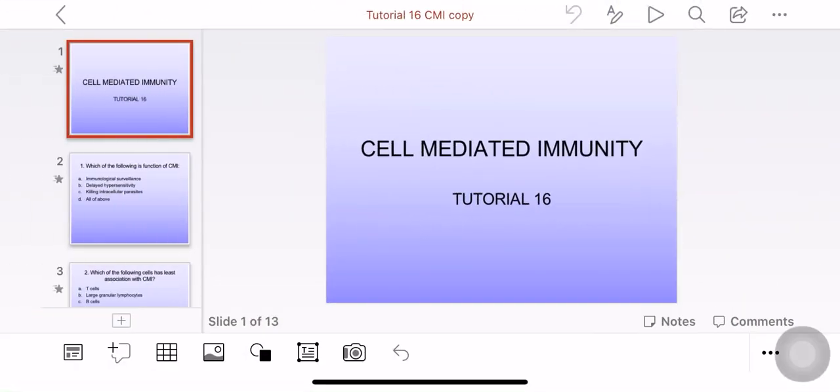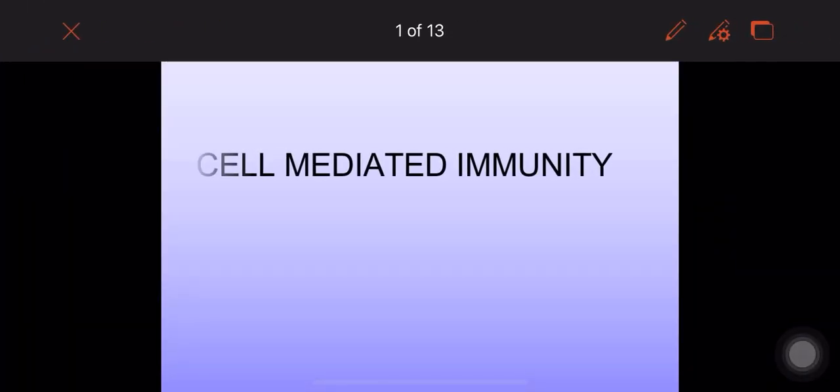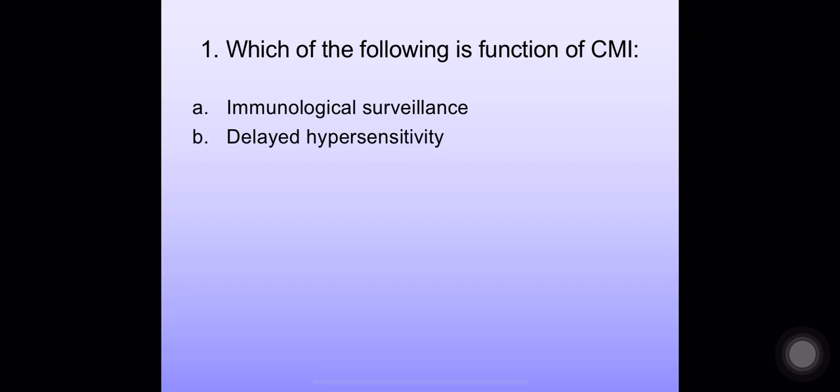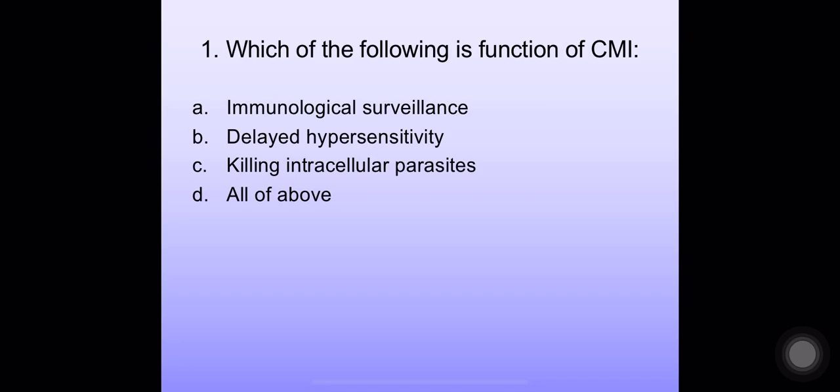Some MCQs of cell-mediated immunity. Which of the following is function of CMI? Immunological surveillance, delayed hypersensitivity, killing intercellular parasites, or all of the above. The cell-mediated immunity participates in immunological surveillance. It is also responsible for delayed hypersensitivity, and it participates in killing of intercellular parasites. So the correct option here is option D, all of the above.